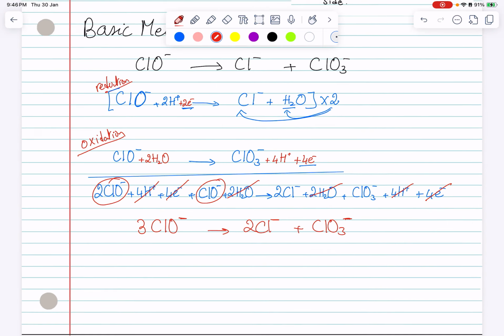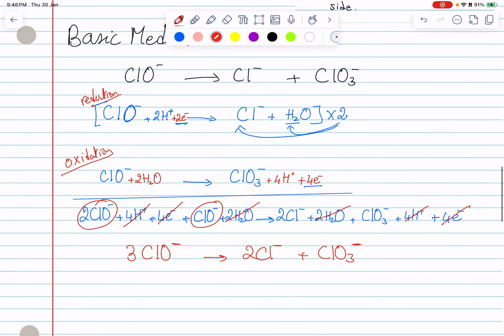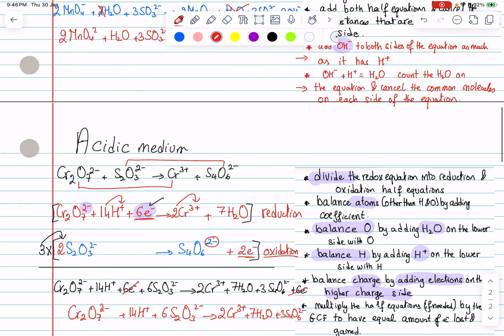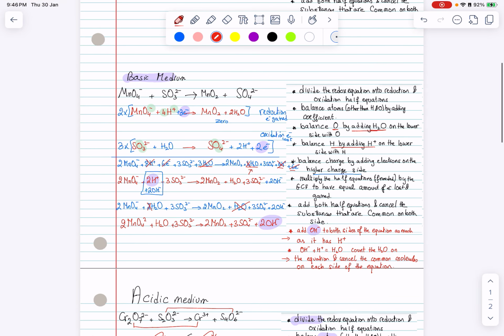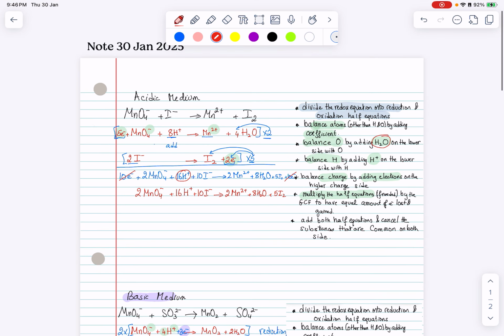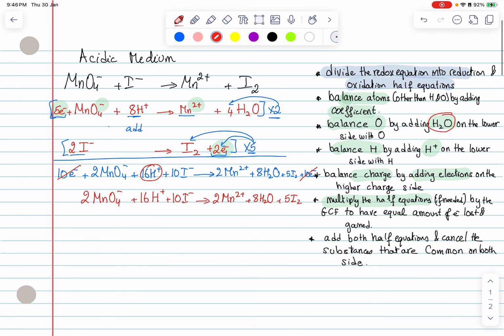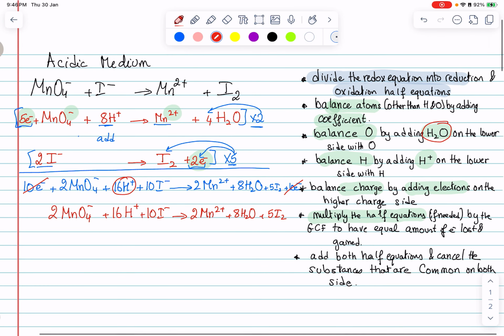I hope that this video is clear to you on how to balance redox equations in basic and acidic medium. Make sure that you follow these steps when doing the balancing, and make sure not to mix the steps. So don't balance H before balancing oxygen. Never balance the charge if you're not done yet with balancing the atoms. Thank you for listening.